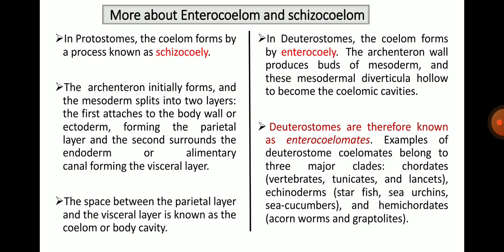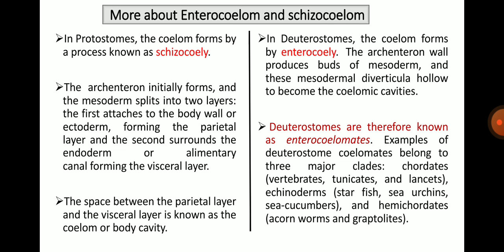So more about enterocoelom and schizocoelom. Schizocoely is exhibited by forms called protostomes in which the blastopore, that is the opening of archenteron during gastrulation, forms the mouth aperture, while in case of deuterostomes the coelom is called enterocoely, where the fate of the blastopore is the formation of anus. So from blastopore, anus is developed during development.